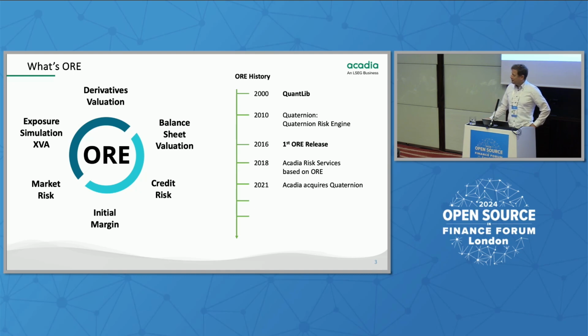Then we were bought by Acadia. They didn't want to share the revenues that we created with that service, so they decided to acquire Quaternion. Then LSEG acquired Acadia. Like I said, we are now part of the post-trade division. And believe it or not, just at the beginning of this month, we had the 12th release of ORE. Especially over the last 2 years, I would say we've been very busy releasing. So we had 6 releases since end of 2022. Okay.